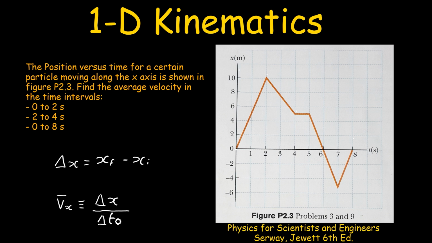So we got our time intervals up here. Our delta t for the first one is 2 seconds. Delta t for the second one is equal to 2 seconds. And the delta t for the third part of the question is 8 seconds. And all we need to do now is to read off our final positions and our initial positions from the graph at these specific times. So let's do that.